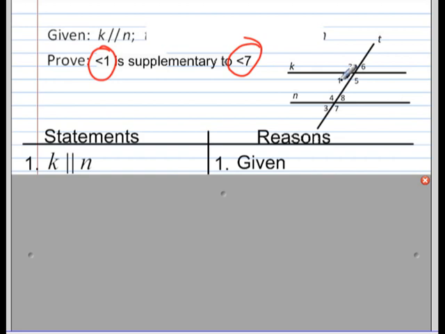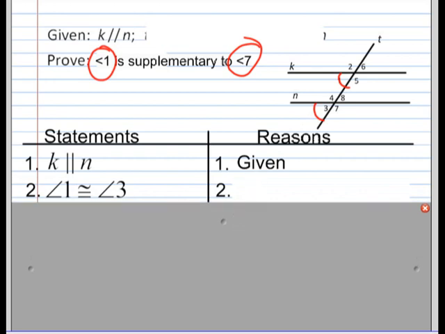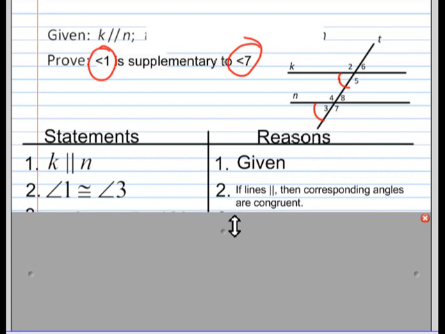Okay. So what I notice is that angle 1 and angle 3 are corresponding angles, and so I know those two must be congruent. So I'm going to go ahead and say that angle 1 is congruent to angle 3, and the reason I'm going to give for that is that corresponding angles are congruent, but again, you have to state the theorem as an if-then. This is the shorter version. If the lines are parallel, then corresponding angles are congruent. You do have to write it as an if-then. You need to say if the lines are parallel, then whatever you're stating.